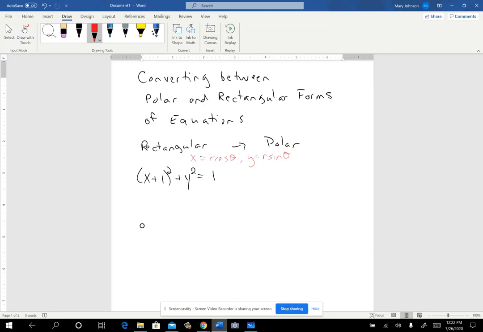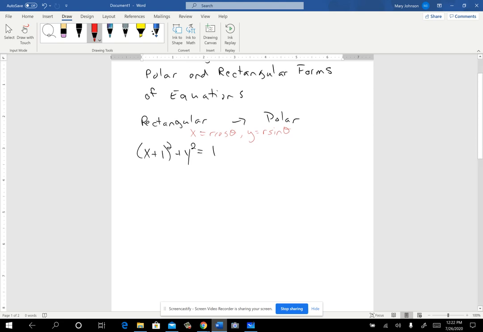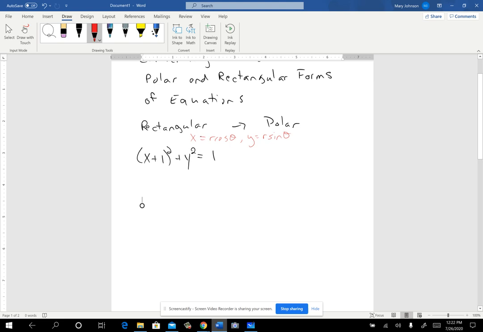All right, I'm going to do a little more work with polar form. I wanted to look at just switching between polar and rectangular forms of equations. We're going to make use of a lot of what we already learned when we were switching from complex numbers or vectors or points into polar form.